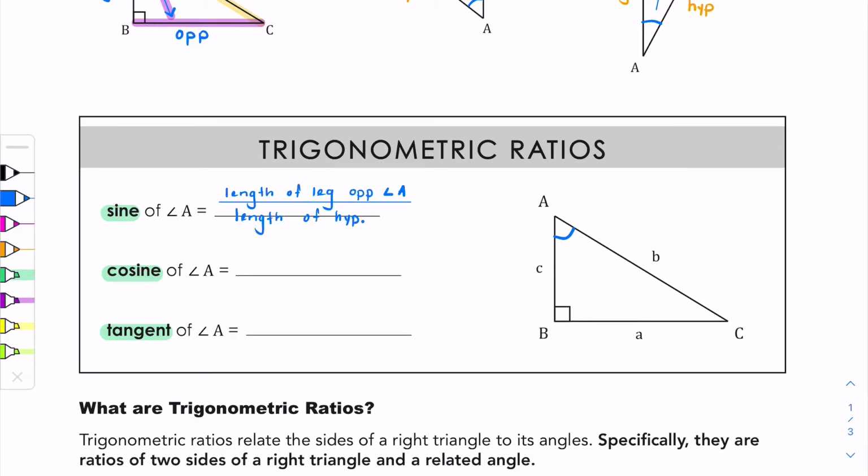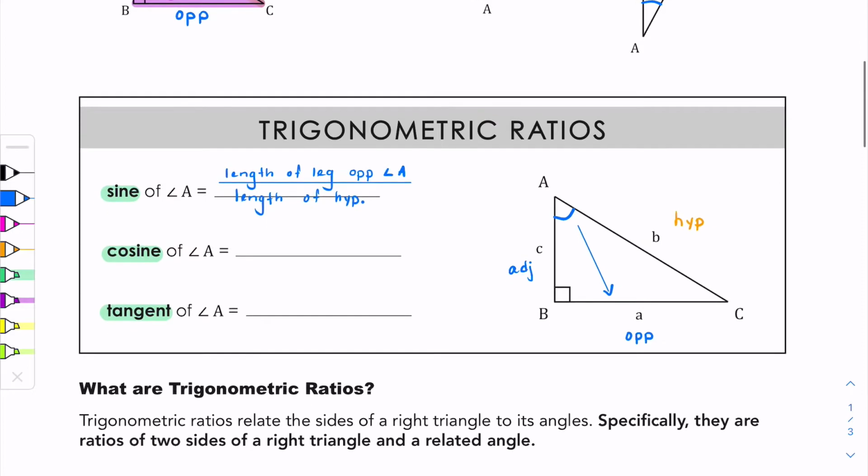And if we label the sides, now that I talked about this side here is the hypotenuse. This side here is the opposite side. And this side here is the adjacent side. So looking at the letters and looking at this equation that I just wrote, the numerator of my ratio is the length of the leg opposite angle A. That's this side here, represented with a lowercase a. So I'm going to write my ratio as A divided by the length of the hypotenuse, which is represented with B.